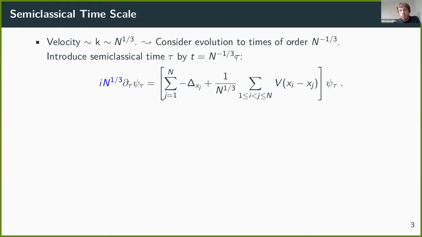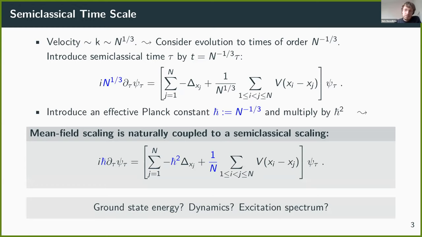Place that in the time-dependent Schrödinger equation, and you'll get an n to the 1/3 in front of the time derivative. Now let's do a little further trick. Introduce what we call an effective Planck constant, h bar, as n to the minus 1/3. Multiply the whole equation by h bar squared, and you'll get the Schrödinger equation in the form written down here in the box. So that's a nice form now.